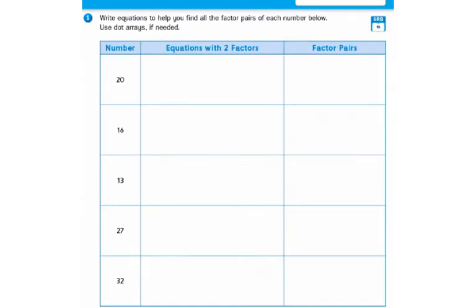We are going to go ahead and practice this in our math journal. We're going to go ahead and open to journal page 39. On journal page 39, you're going to have to write kind of small, but we're going to write equations to help us find all the factor pairs of each number below. So the equation would be, what two numbers multiplied together give me 20? So it is really helpful if you start with 1 and go to 2 to 3 to 4 until you get the turnaround fact. So in your math journal on page 39, you're going to write 1 times 20.